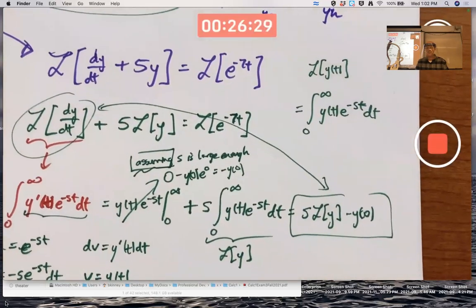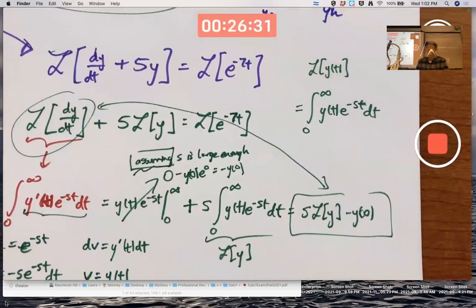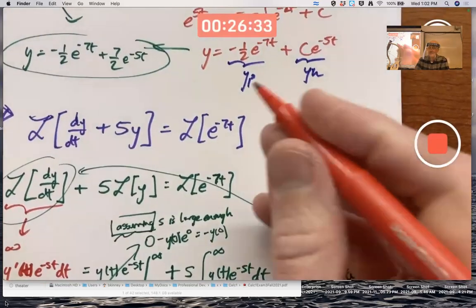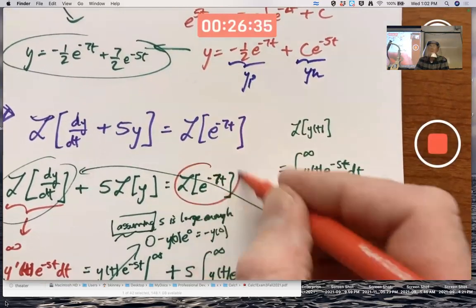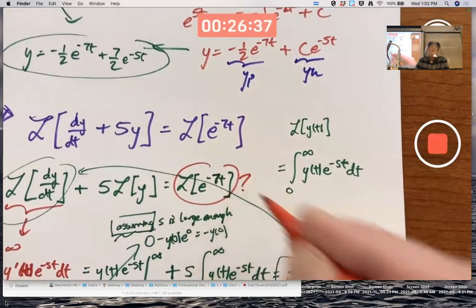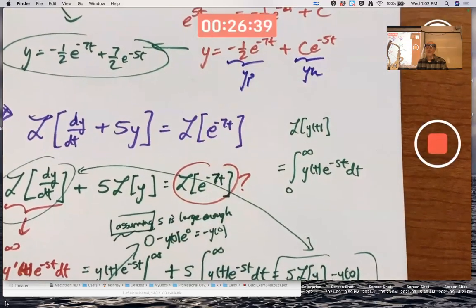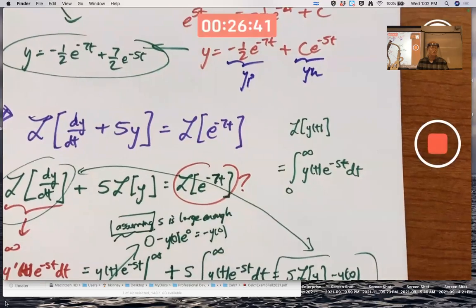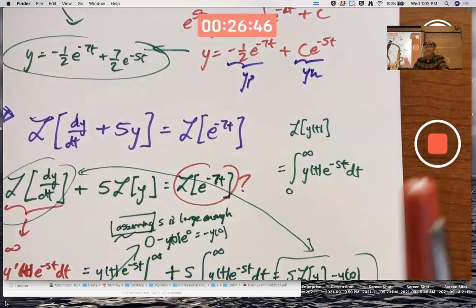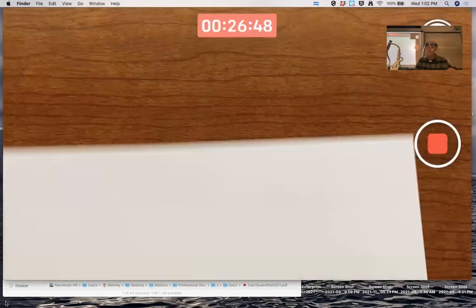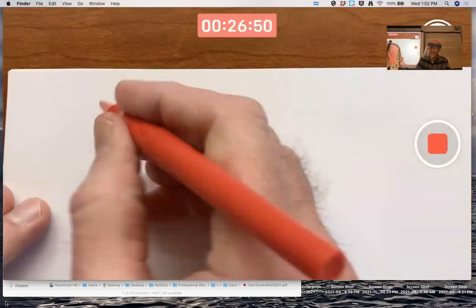All right, still not done. We're far from done. Also got to figure out this thing. What's the Laplace transform of e to the negative 7t? Let's do a more general problem. What's the Laplace transform of e to the at, where a is a constant?